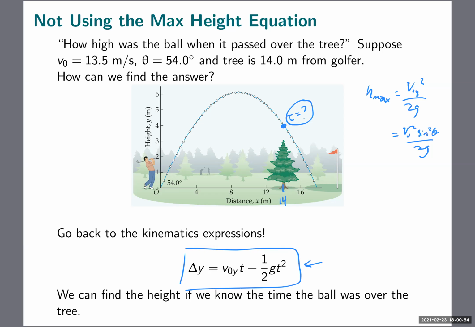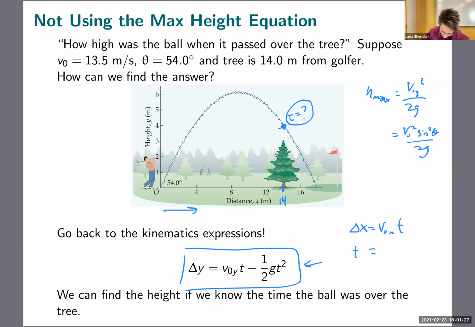You use the X version of the formula and you just plug in the distance of the tree. Beautiful. I'm going to use the X coordinate, so that the time is the parameter that links the motion in Y and X. So I can figure out what time it is here if I know how it's moving horizontally. And in this case, I do. I have the X equation. Delta X is equal to V0X times the time. I know that I've traveled 14 meters when I'm over the tree. So I'll be able to work out the time, okay?